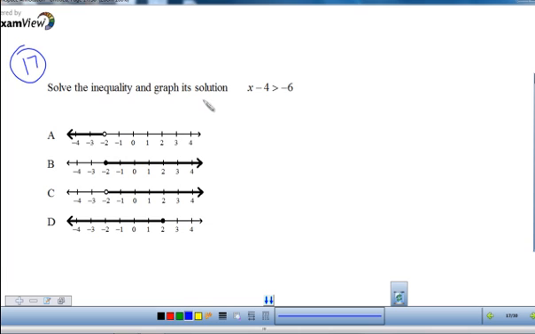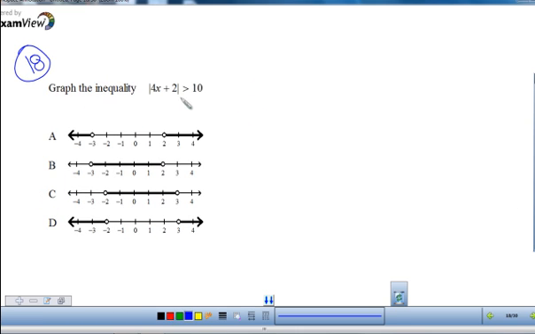Solve the inequality and graph the solution. Okay, so I'm going to draw a line, add 4. So negative 6 plus 4 is negative 2. Bring down the x, bring down the inequality. Since there's no line, that means it's going to be an open circle, so it can't be B or C. It's going to the right, so it has to be C.